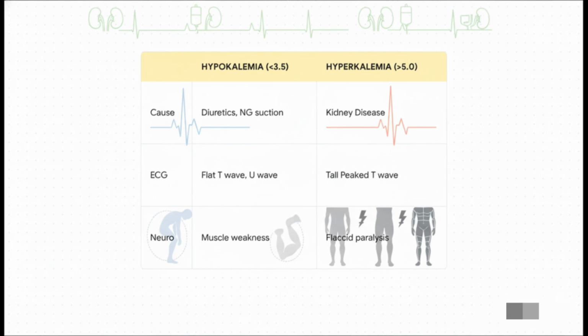You get muscle weakness and a flat T wave on the ECG. But with hyperkalemia, high potassium, everything gets super intense. You see those classic tall, peaked T waves, and in severe cases, it can even cause paralysis.